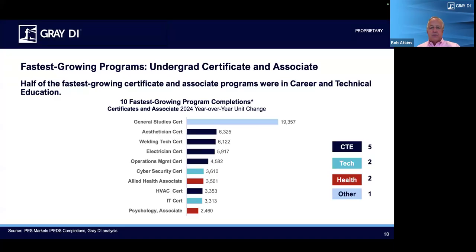Estheticians, welding, and electrician, all around 6,000 incremental graduates. And then we have HVAC down at 3,300. So very healthy representation of career and technical education, or CTE, programs here, almost half of the total list. We only have a couple of techs, and of course, cybersecurity makes this list as well. And IT certifications are also here at 3,300. Then we have a couple of health programs, the Allied Health Associate at 3,500 and Psychology Associate at 2,500.